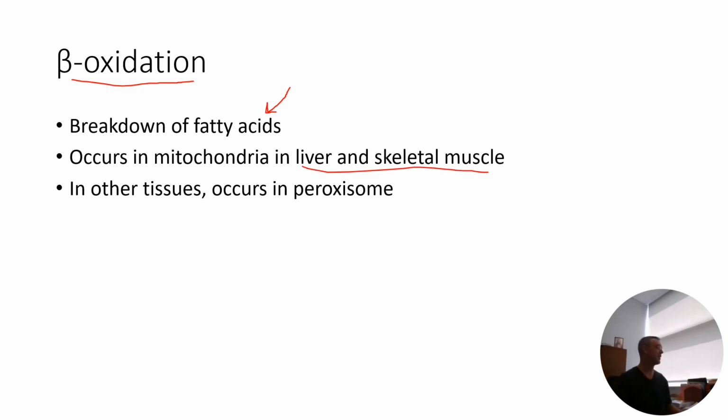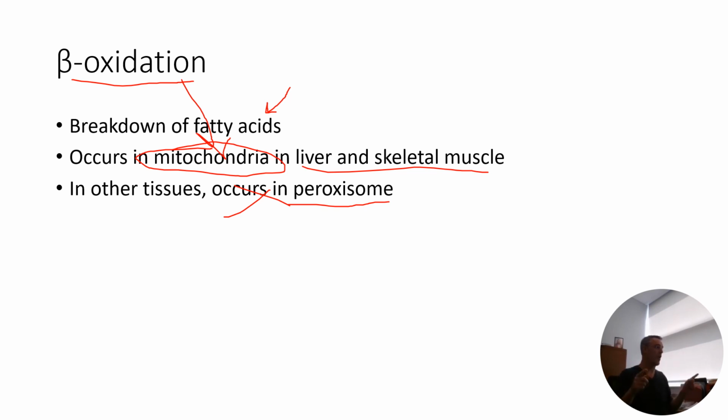In liver and skeletal muscle, beta oxidation takes place almost exclusively in mitochondria. It can occur in peroxisome in some tissues, even the endoplasmic reticulum. We are focused solely on the mitochondria. In fact, I almost want you to forget this. It's not going to be asked on the question. The question will ask about mitochondria, right?